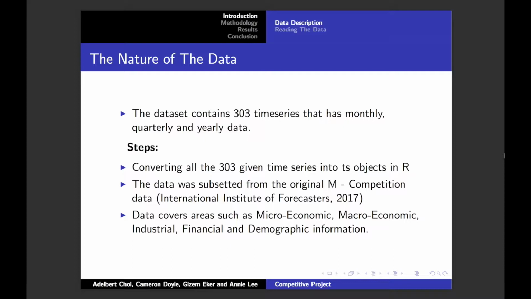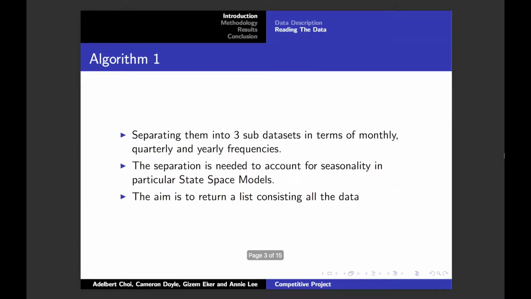The steps that we followed were converting all the 303 given time series into time series objects in R, which were subsetted from the original M competition data that covers areas such as microeconomic, macroeconomic, industrial, financial, and demographic information. The provided project dataset was comprised of 101 monthly, 101 quarterly, 101 yearly time series.